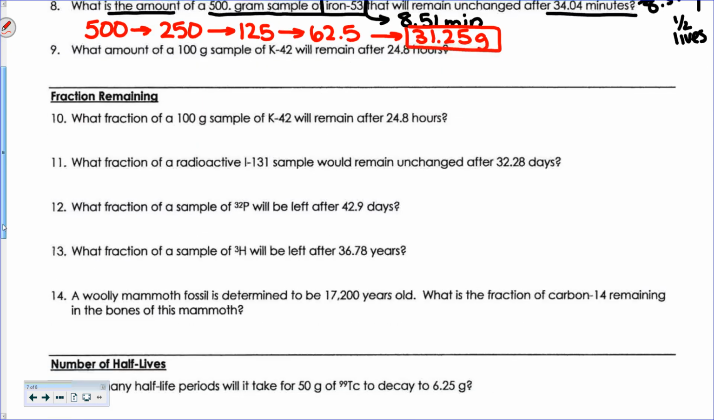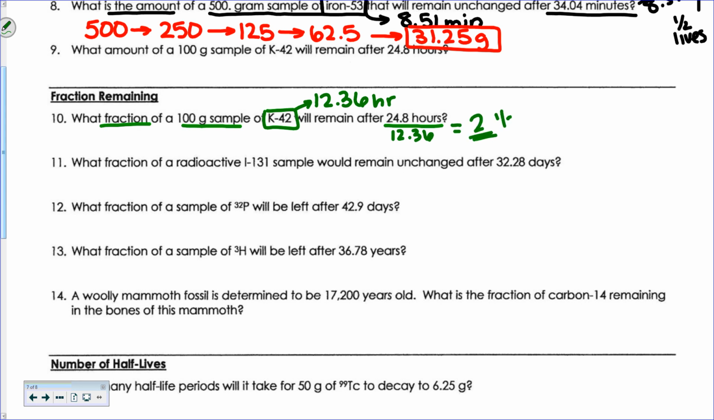If I do something that asks me about fraction remaining, let's do number 10. We just did problems very similar to this, but it says what fraction of a 100-gram sample of K42 will remain after 24.8 hours. So if I know it's K42, I know its half-life. Its half-life is 12.36 hours. So it was 24.8 hours. 24.8 divided by 12.36 is going to equal 2.